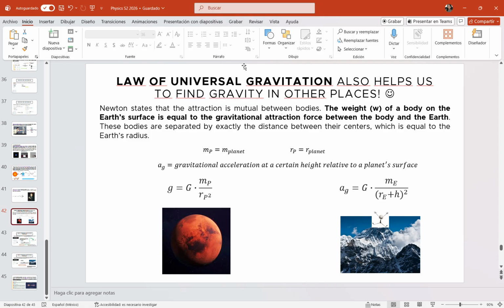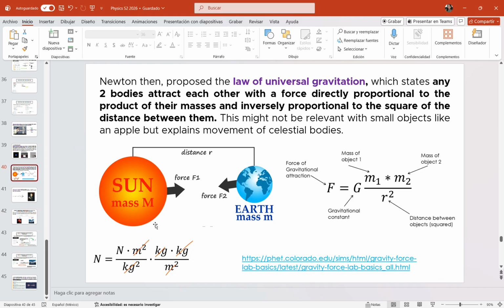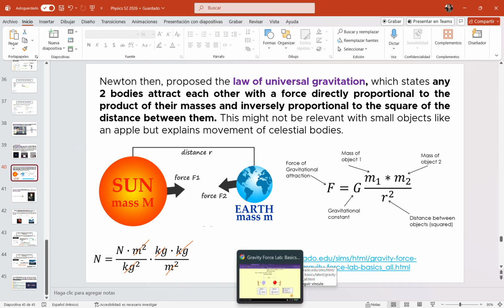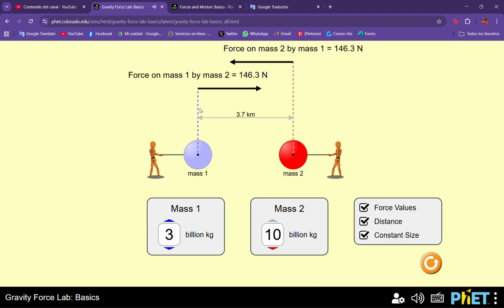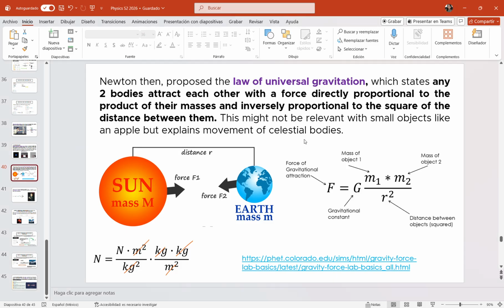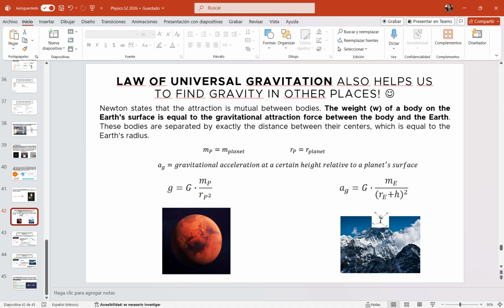The attraction is mutual between bodies. The weight of a body on the Earth's surface is equal to the gravitational attraction force between the body and the Earth. These bodies are separated by exactly the distance between their centers, which is the same thing I explained to you using this image and using the simulator. As you can see, the simulator starts measuring the force by using the center of the masses because we are considering the radius.